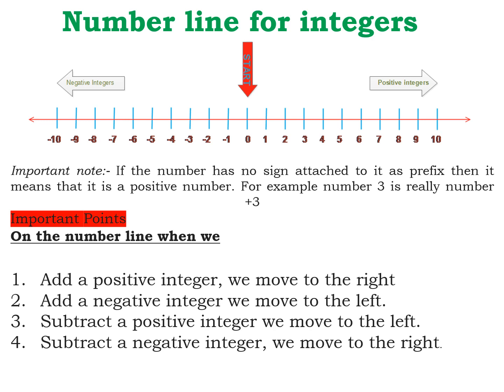So here we have a number line for integers, which you can see. When we start with the 0 in the center, the numbers on the right hand side are the positive integers and numbers on the left hand side are the negative integers. There are some points which you should remember. To add a positive integer, we move to the right. To add a negative integer, we move to the left. To subtract a positive integer, we move to the left. To subtract a negative integer, we move to the right.